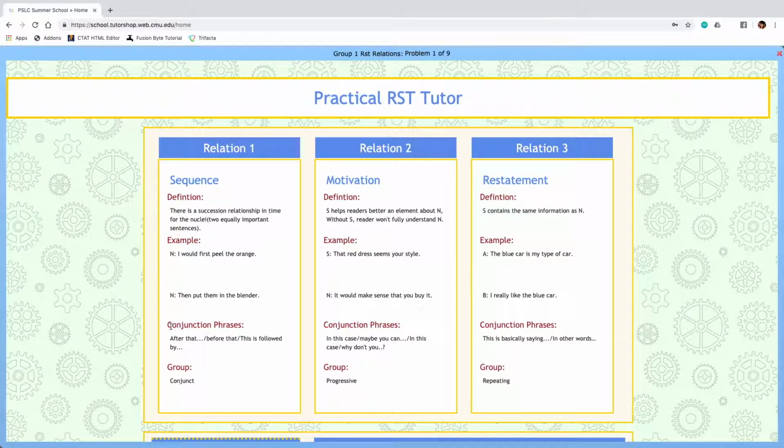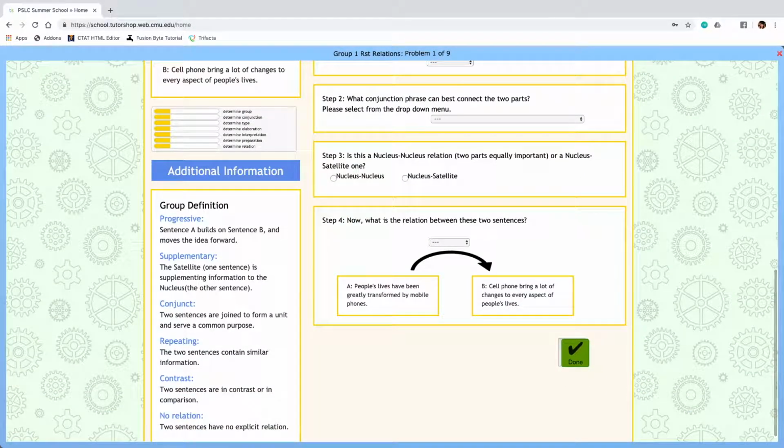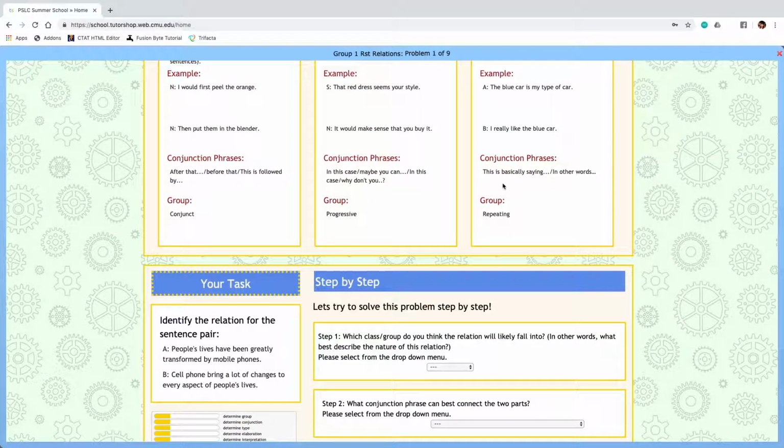Conjunction phrases means the connectives that can naturally conjoin two sentences in this relation, and a group which it roughly falls into. Since there are 20 to 30 RST relations, we divided them into roughly 6 groups, depending on the nature of the RST relation, and the definition is shown here. So which group it falls into.